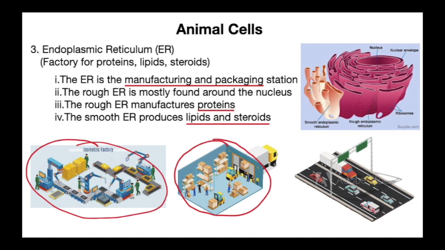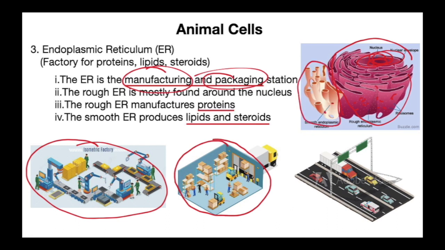We have manufacturing going on. And we have packaging, manufacturing and packaging. The rough ER is mostly found around the nucleus. So here is rough ER. The nucleus would be here. If you see little bumps, that's called rough ER. And if it's smooth, it's got no ribosomes on it, no bumps, it's smooth ER. The rough ER manufactures proteins, and the smooth ER produces lipids and steroids. Okay. So we'll move to the next one.